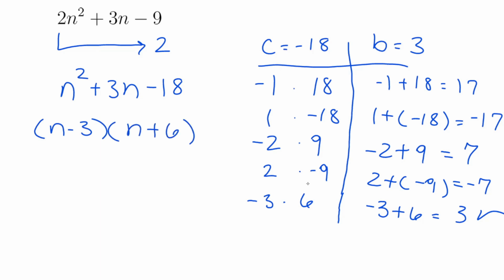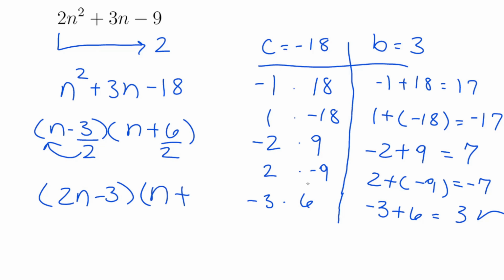And now remember, we have to do the divide part of our slide and divide. So we're going to divide our negative 3 by 2. We're going to divide our 6 by 2. And now simplify your fractions if you can. If you cannot, bring your denominator up in front of your variable. So we're going to have 2n minus 3 times n plus 6 divided by 2 is 3, so n plus 3. That's our factored version of 2n squared plus 3n minus 9.